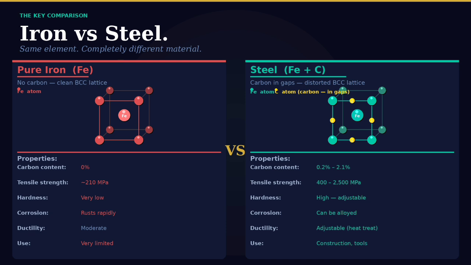The result is dramatic. Tensile strength jumps to anywhere between 400 and 2,500 megapascals, up to 12 times stronger than pure iron. The ductility of steel is also adjustable through heat treatment, which we will cover in the next episode. Same base element, less than 2% addition. The difference between a material that barely has any use and one that builds bridges, ships, and skyscrapers.